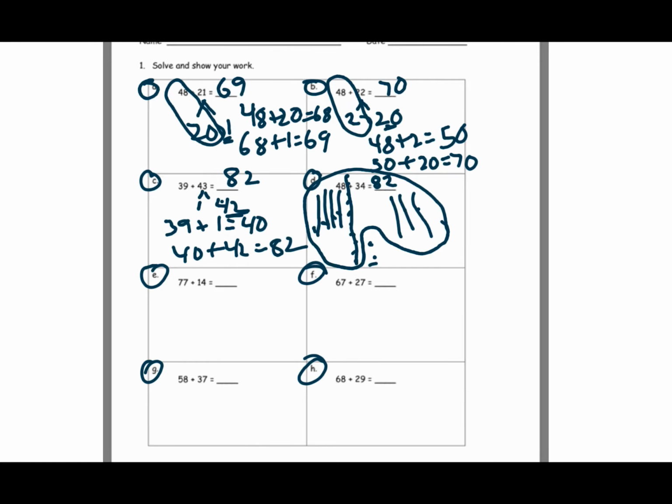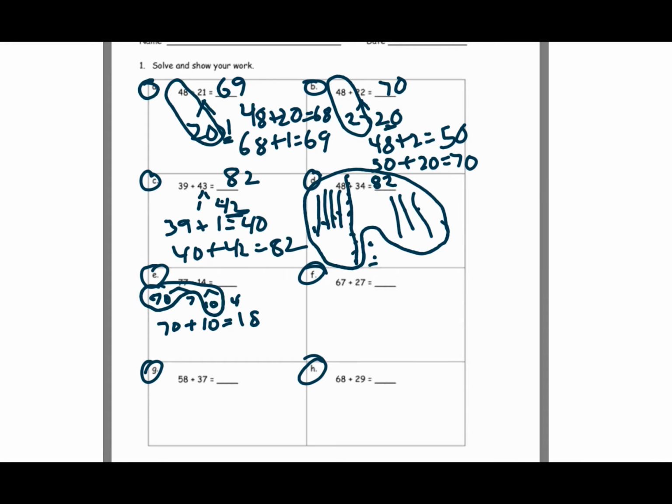Let's move on to letter E. For letter E, boys and girls, this one looks a little bit challenging. So I think what I'm going to do for this one is add 10s. So I'm going to add 70 and 70 here, and here I have 10 and 4, make 14. And then, boys and girls, I'm going to add my 10s with my 10s and my 1s with my 1s.